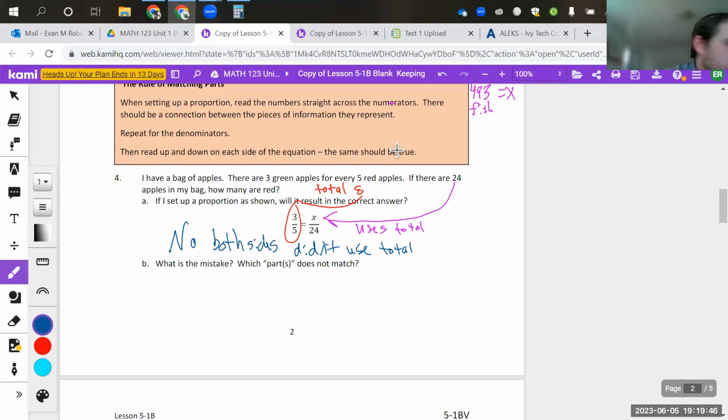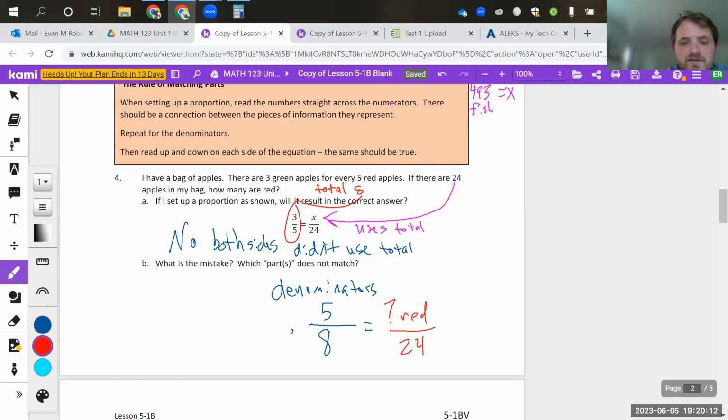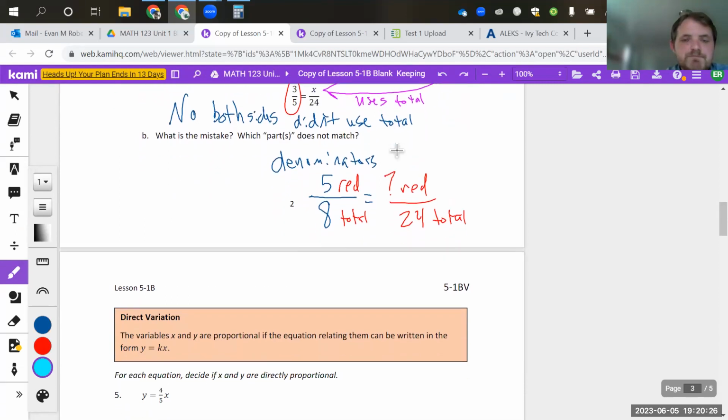So the parts that don't match are those denominators. And I don't think we can really answer this question. Well, I guess we could. If we did 5 red apples out of the 8 total, it would be some unknown red out of the total 24. So again, it's 5 red for the total and 24 total on the bottom. So again, if you're paying attention, it goes red over total, red over total. You just want to be consistent with those units there. Okay.